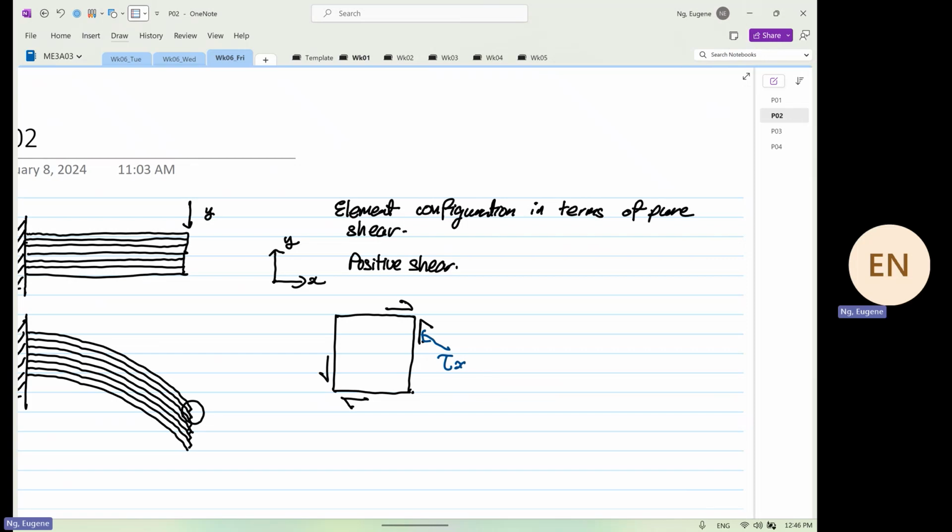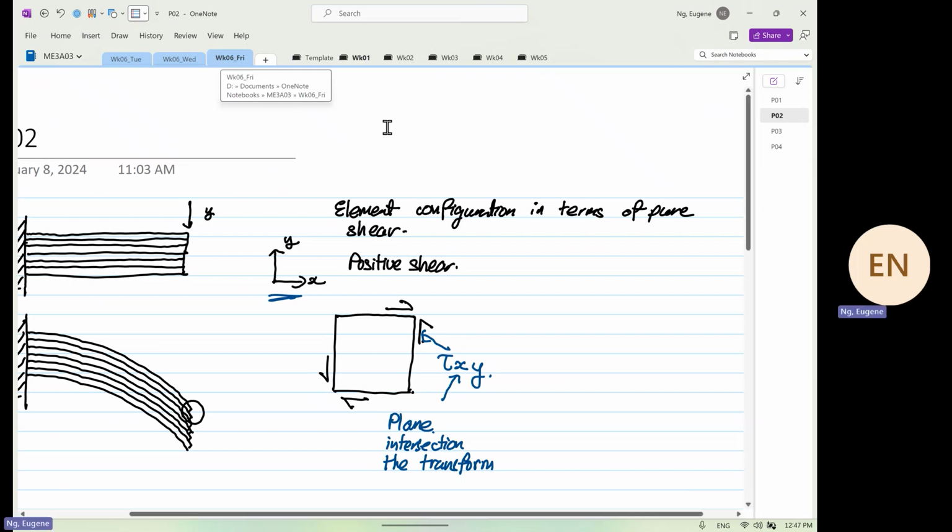The intersecting plane is X, the shear force or the shear stress is acting in a Y direction. The first X over here representing the plane intersecting the transformation, or the transform. What do you all call this? Is this called transformation? I can't remember now. Any idea? Okay.